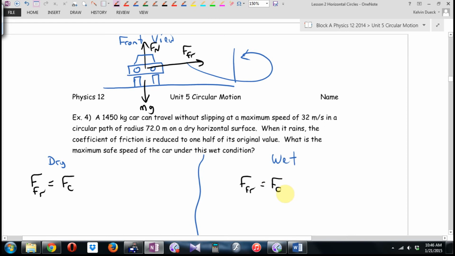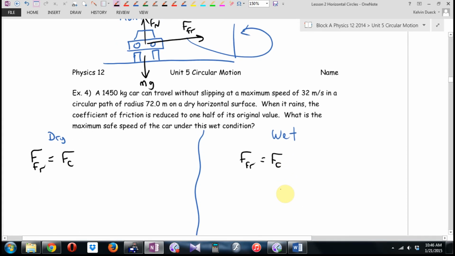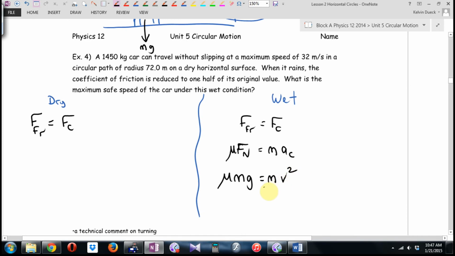Let's go as far as we can on the wet pavement, and let's see if we run into a situation where we don't know something. I have a feeling we'll have to go back to the dry pavement to figure it out. Friction is what times what? Mu mg equals m a. Am I going to use v squared? What are they asking me to find? I better have a speed in my equation then. I'll use the v squared over r.